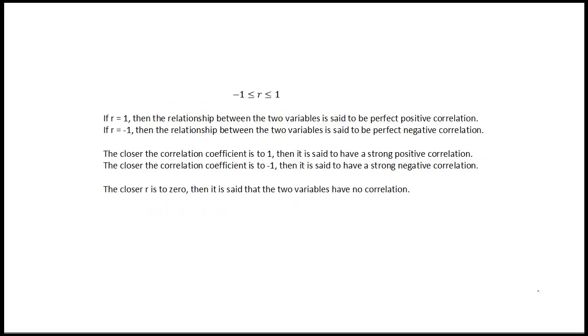If r is equal to 1, then the relationship between the two variables is said to be a perfect positive correlation. If r is equal to -1, then the relationship is said to be a perfect negative correlation. The closer the correlation coefficient is to 1, it is said to have a strong positive correlation. The closer the correlation coefficient is to -1, it's said to have a strong negative correlation. The closer r is to 0, the two variables have no correlation.